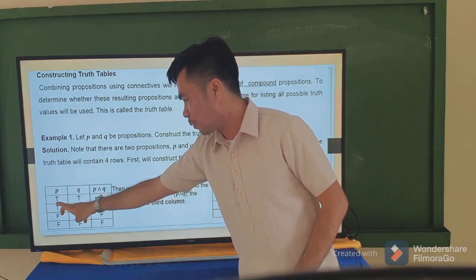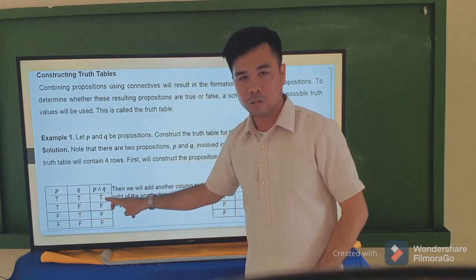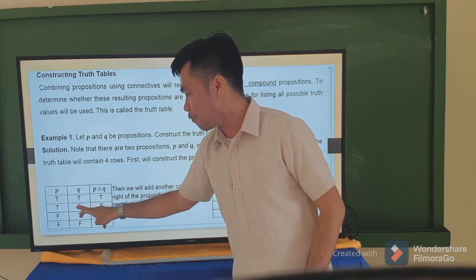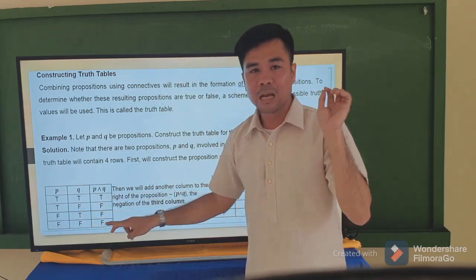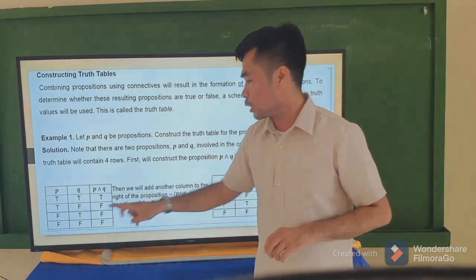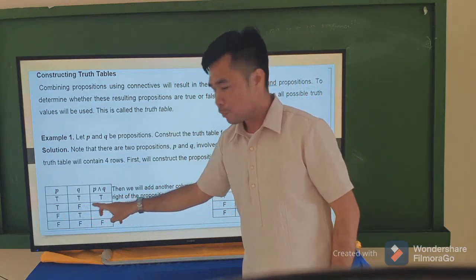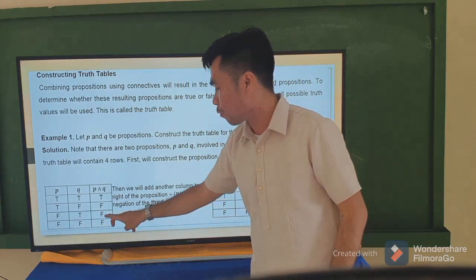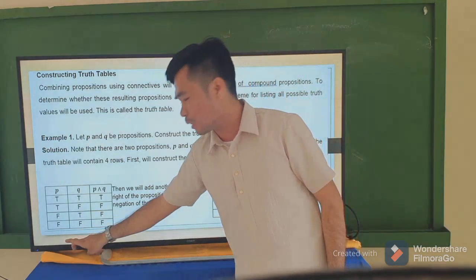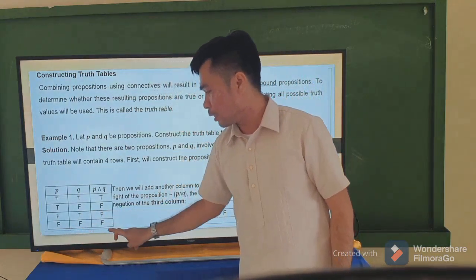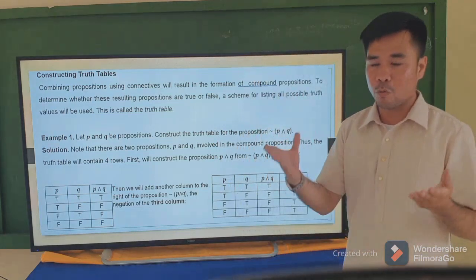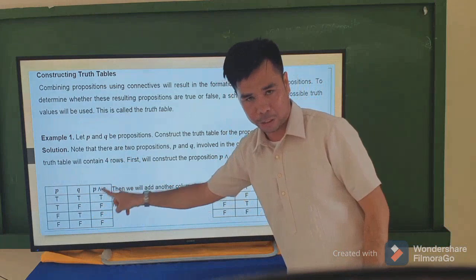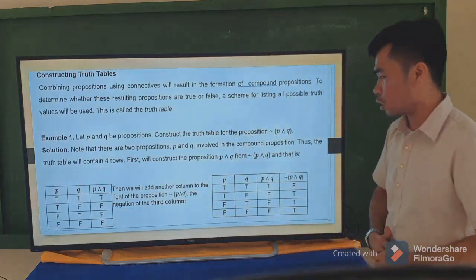Now, take a look at how to get the answer for P and Q. If the 2 statements are true and true, the answer is true. But for true and false, if either of the statements is false, you need to answer false. Then for false and true, because the other statement is false, you need to follow the false. And the fourth one, false and false, you need to answer false. That is our answer for P and Q. So you need to remember the patterns of the answers for our propositions.